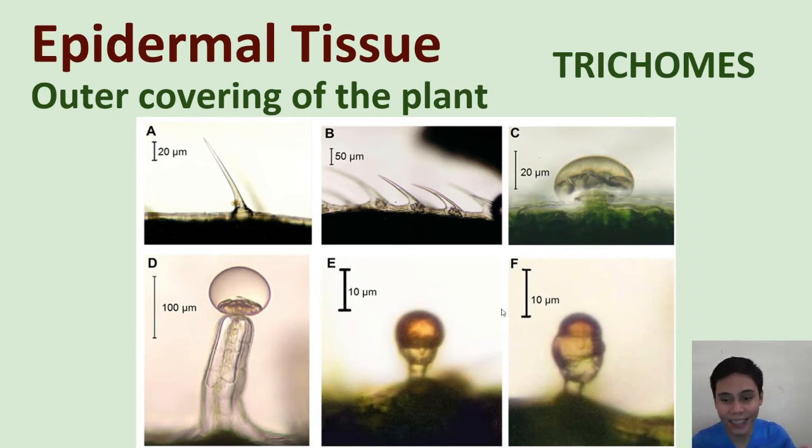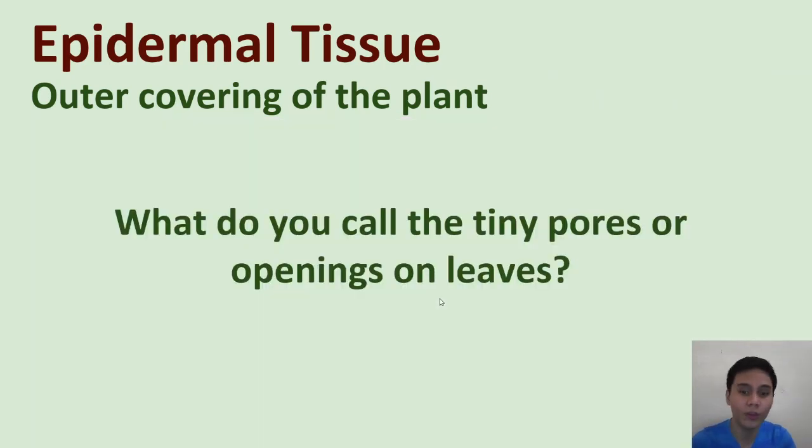So different plants can secrete plant hormones. They can secrete poisons or toxins to defend themselves from predators. So there's many different functions for trichomes.